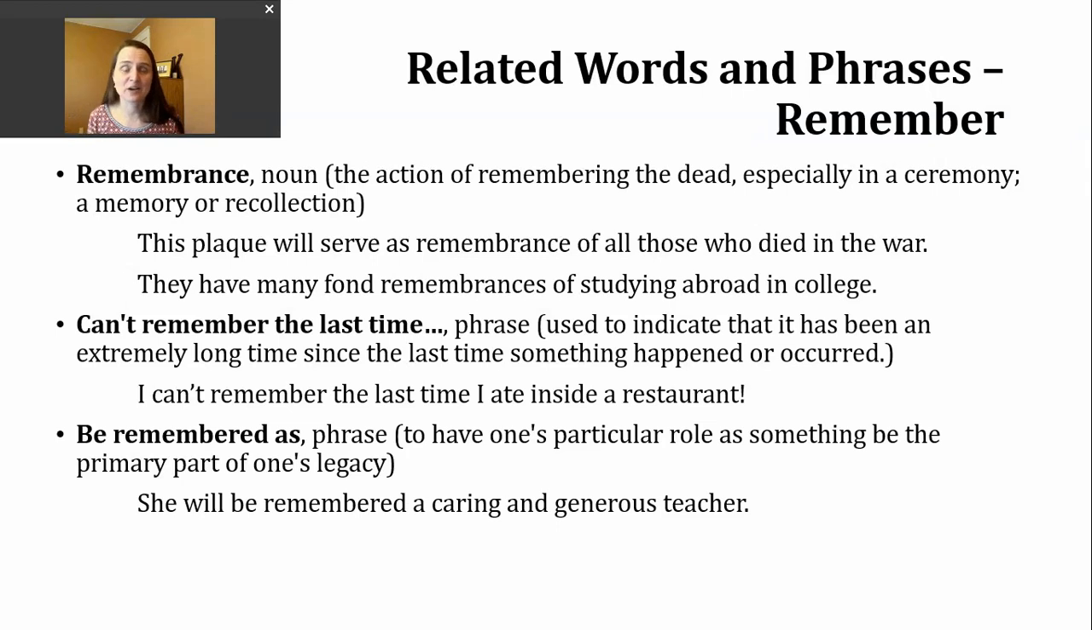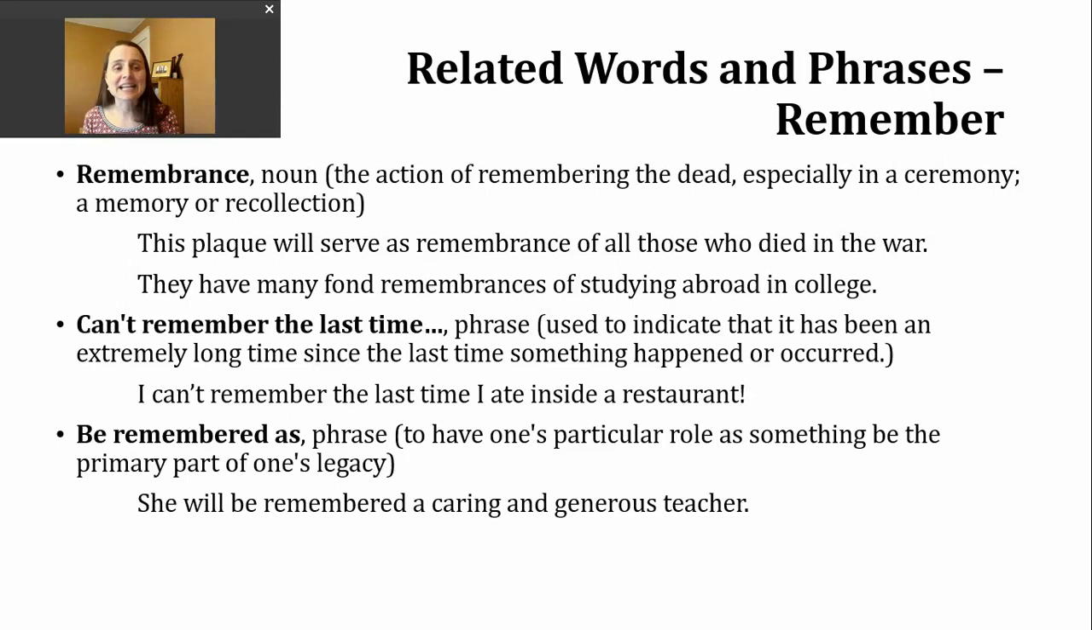And the last phrase we're going to look at today is something that's been on my mind. It's the phrase to be remembered as. So this means that someone is having their particular role as it could be in a job, or a particular quality or characteristic is going to be part of their legacy. So what lasts beyond their life here on earth.